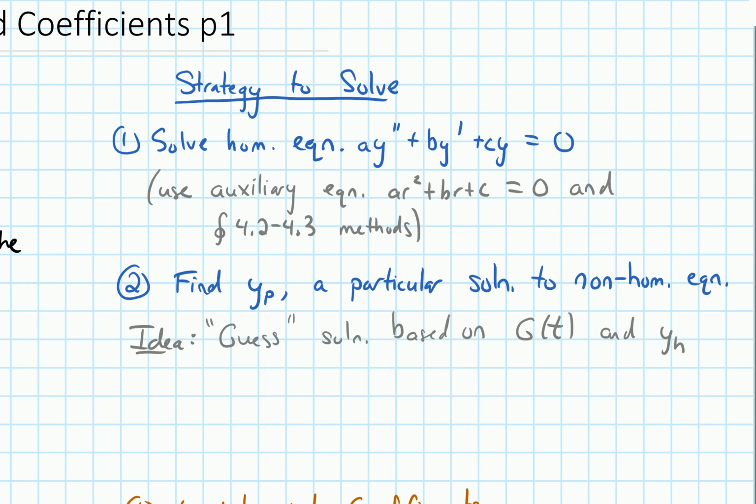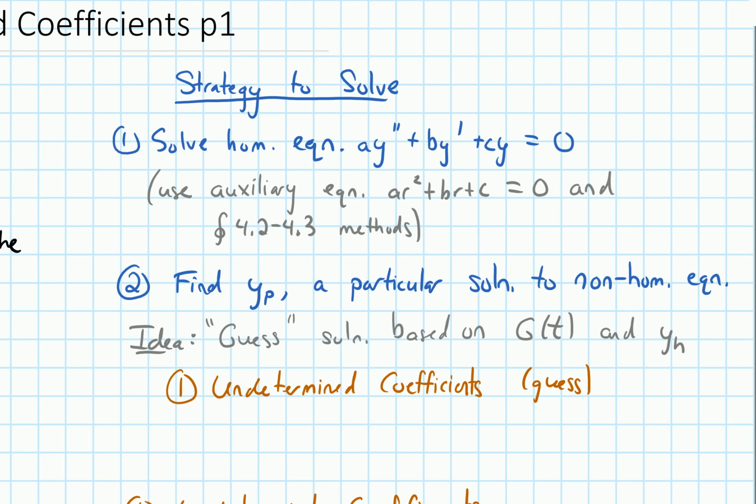So the first method is called undetermined coefficients. The method of undetermined coefficients. And this method involves more guesswork, but the guesswork is systematic, as we'll see.